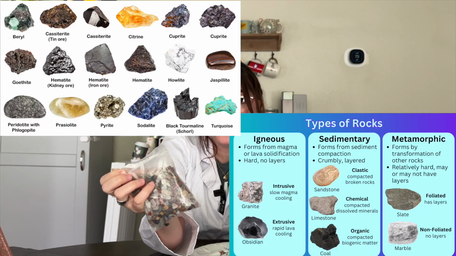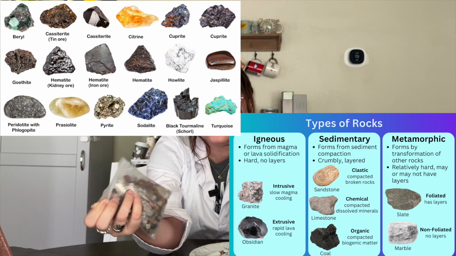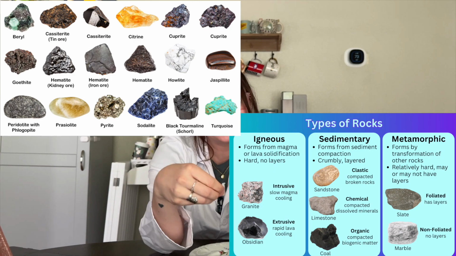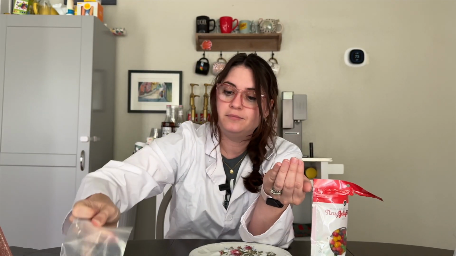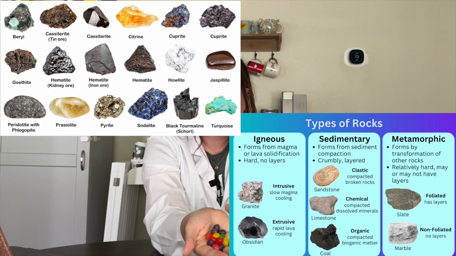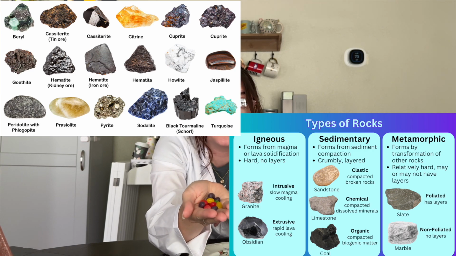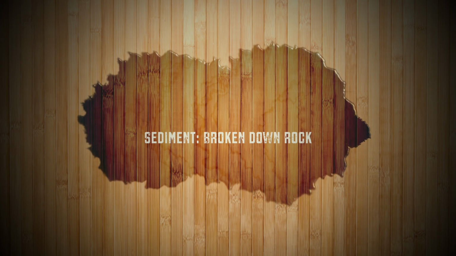Similarly, rocks can come in different shapes, forms, colors, and so forth. They can be rough, they can be smooth, they can have different textures, they can have different things inside of them. They can be large like these rocks. They can be small like pebbles. I'm just using jelly beans because they look like different pieces of sediment. Remember, sediment is just broken down rock.